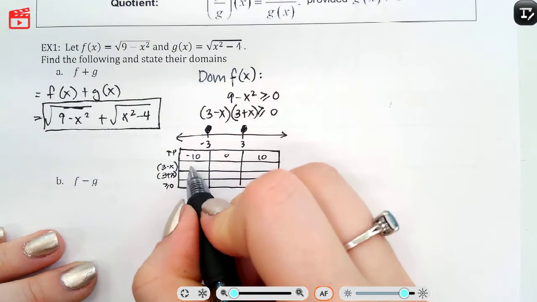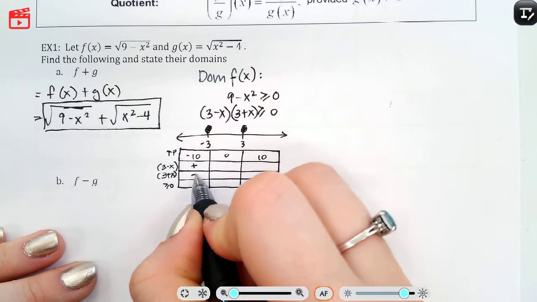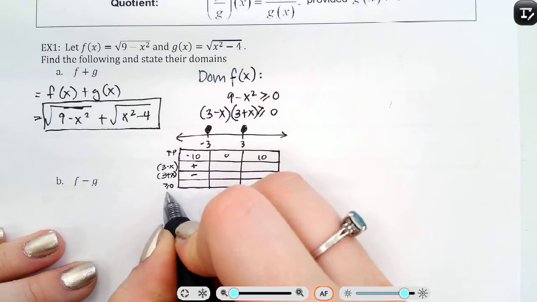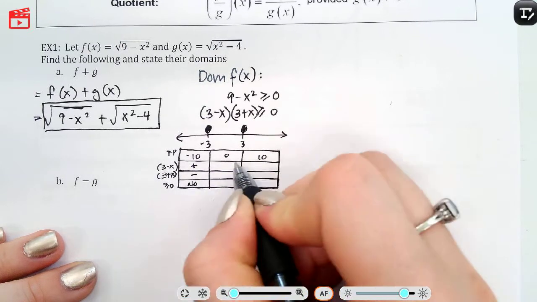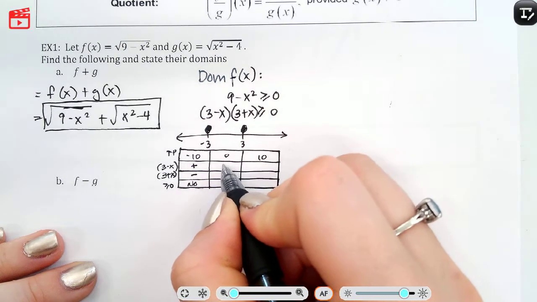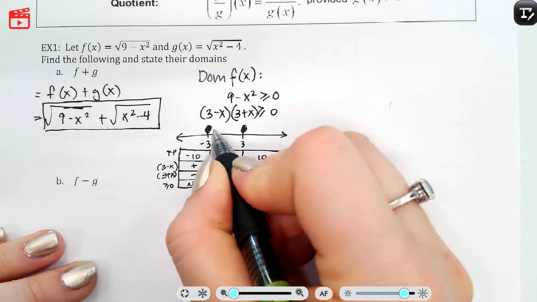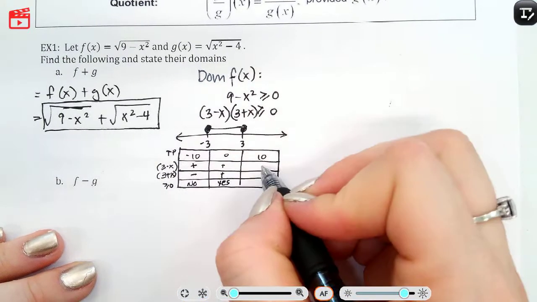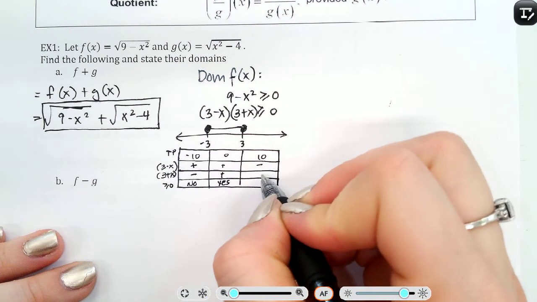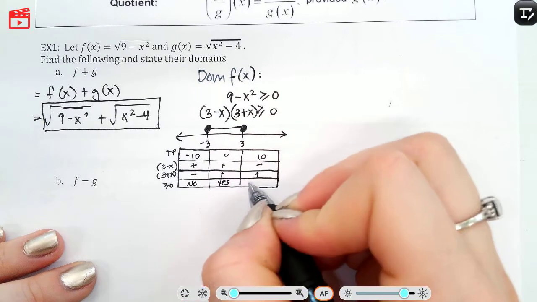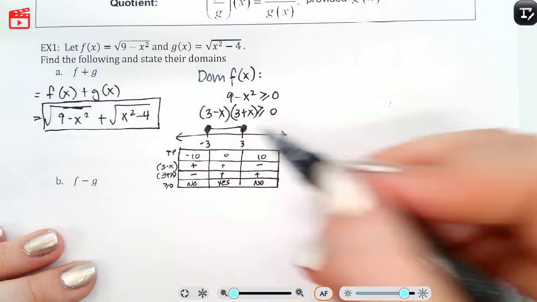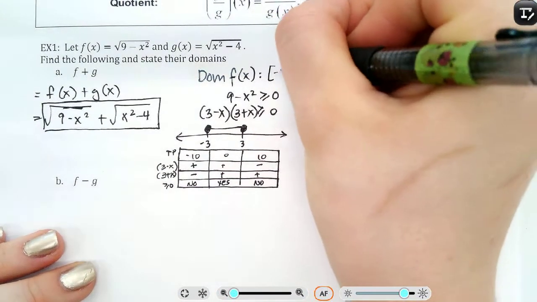And then filling this in. 3 minus 10, that's going to be a positive, negative. So the sign is, is it greater than or equal to 0? No. 0, that's going to be positive, positive. This is a yes, so we're going to fill that in. And then 10, negative, positive. Is it greater than 0? No. Okay, so that's my domain from -3 to 3.